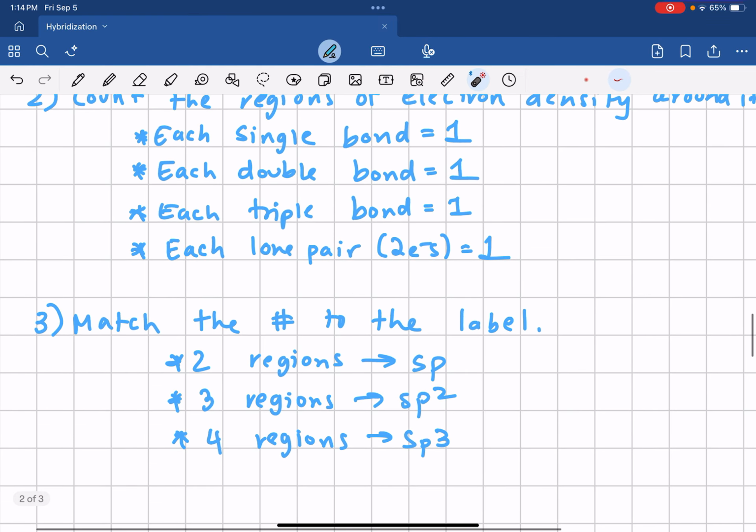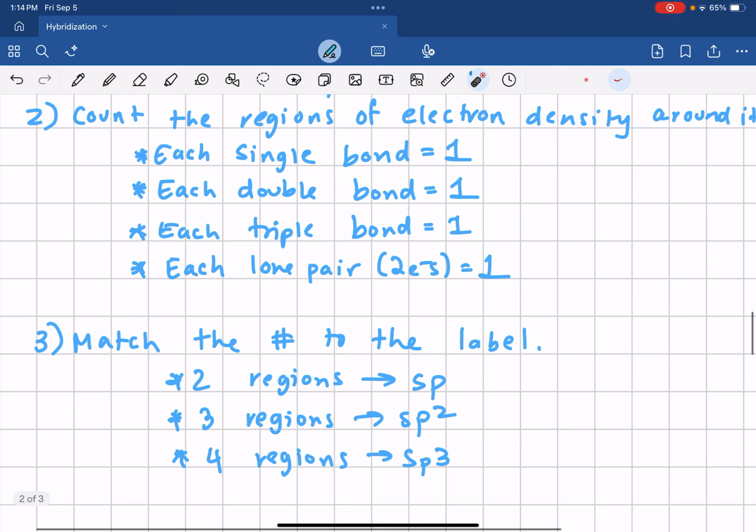Step 3, match the number to the label. So if I have 2 single bonds, then it'll be 2 regions and it'll be an sp hybridization. If I have 3 regions, maybe 1 single and two double, that'll be an sp2 hybridization. If I count 4 single bonds and I have 4 regions, that'll give me an sp3. Right now, it won't make too much sense, but I just want to give you the general rule so that you can solve it each and every single time.